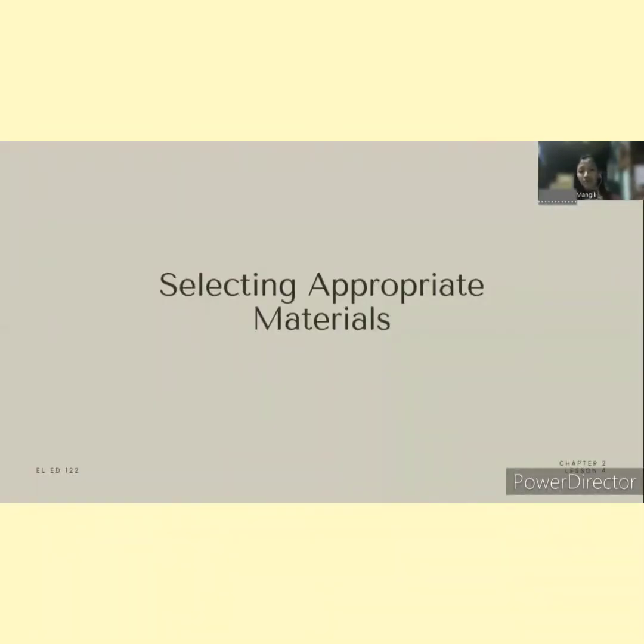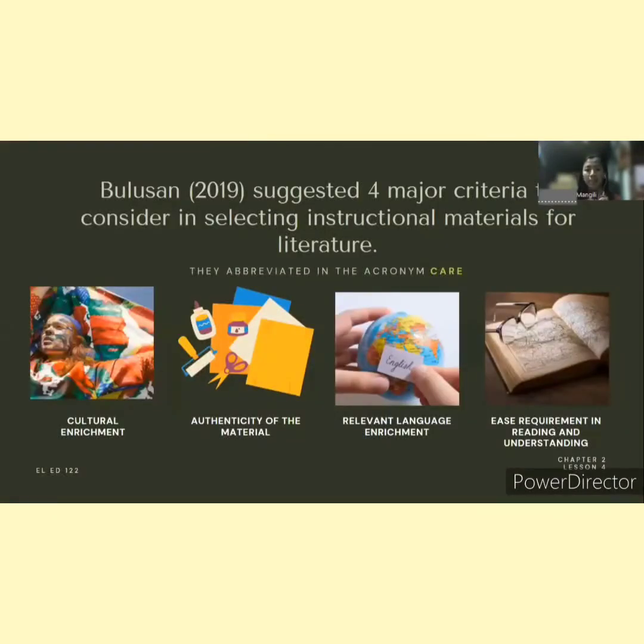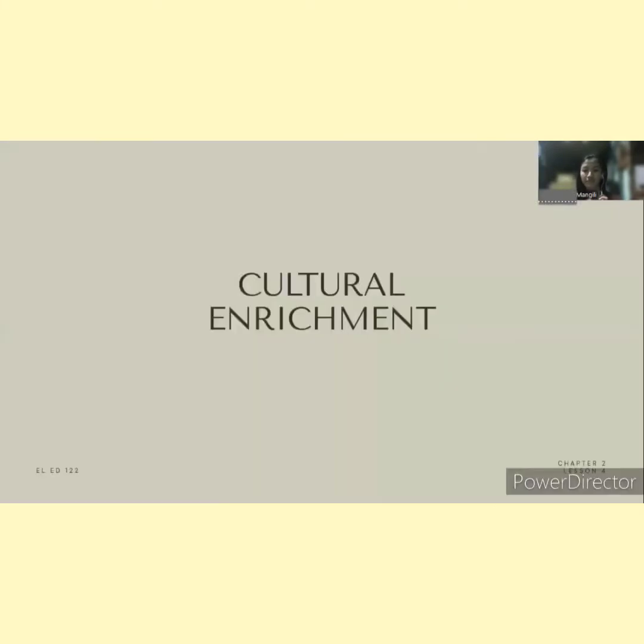Now, let's move on to selecting appropriate materials. Wilson suggested four major criteria to consider in selecting instructional materials for literature. It is abbreviated in the acronym CARE. The C means cultural enrichment, A means authenticity of the material, R means relevant language enrichment, and E means requirement in reading and understanding. Now, let's move on to cultural enrichment.